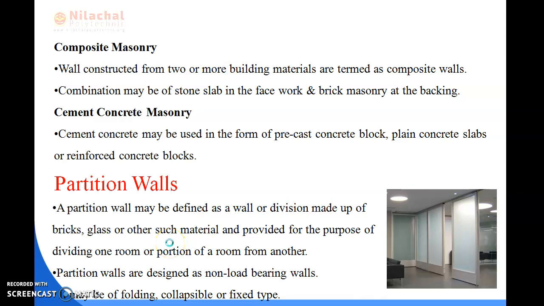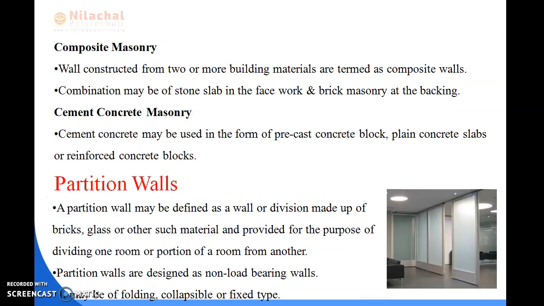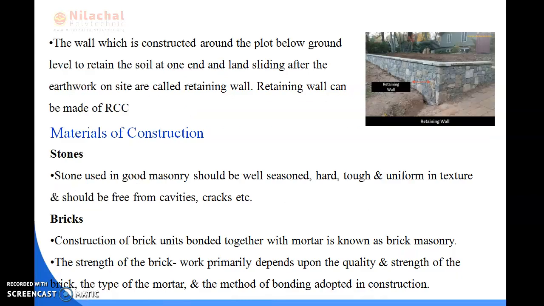Good morning everyone. So today we will be discussing composite masonry and cement concrete masonry. In the previous slide I have already discussed what we mean by walls, the purposes of walls, the classifications of walls, and the materials of construction of the wall. I have already discussed two materials, that is stones and bricks.